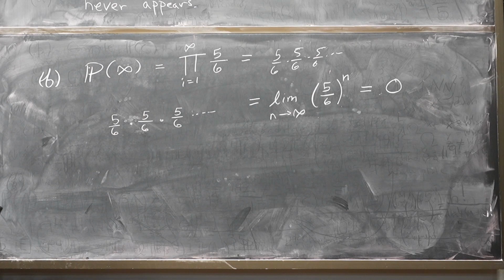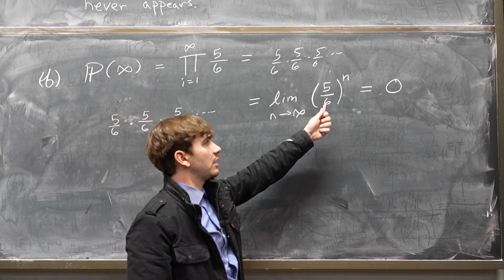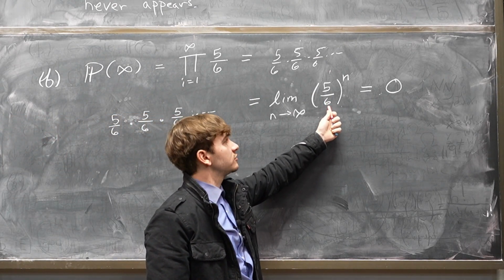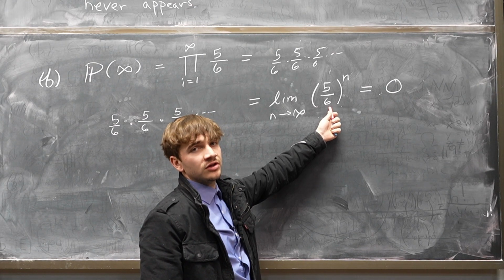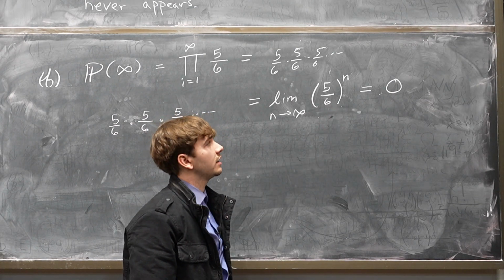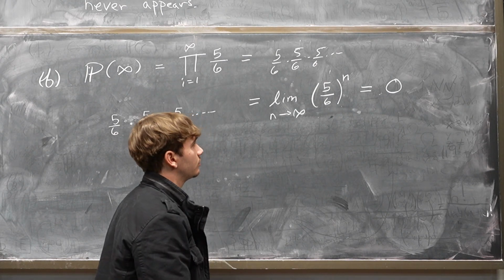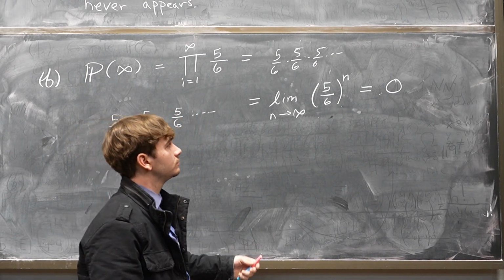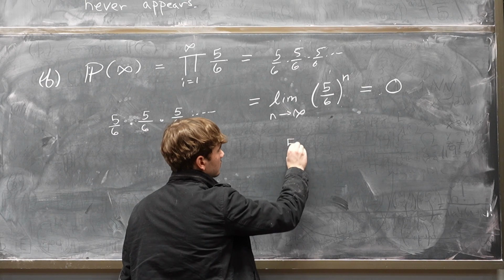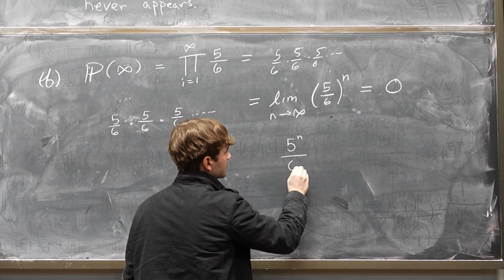Yeah, so any number, when I raise it to an nth power, if that number is less than 1, then this value will decay to 0. Now, one could prove that using calculus, so let's quickly prove it using calculus. So I write this as 5 to the n over 6 to the n.